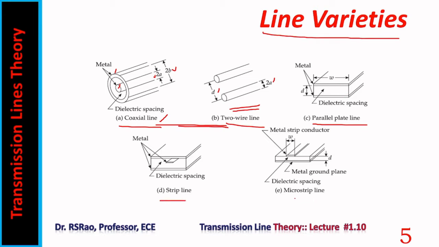Similarly, strip line, micro strip line. In strip line, 2 metal plates are there. In between, there is dielectric. Within the dielectric, there is a strip running. You can see here. In micro strip line, the metal plate is there. Over that, there is a dielectric. Above dielectric, a small strip is running. C, D, and E, parallel plate line, strip line, micro strip line. These are widely used in microwave integrated circuit technology.